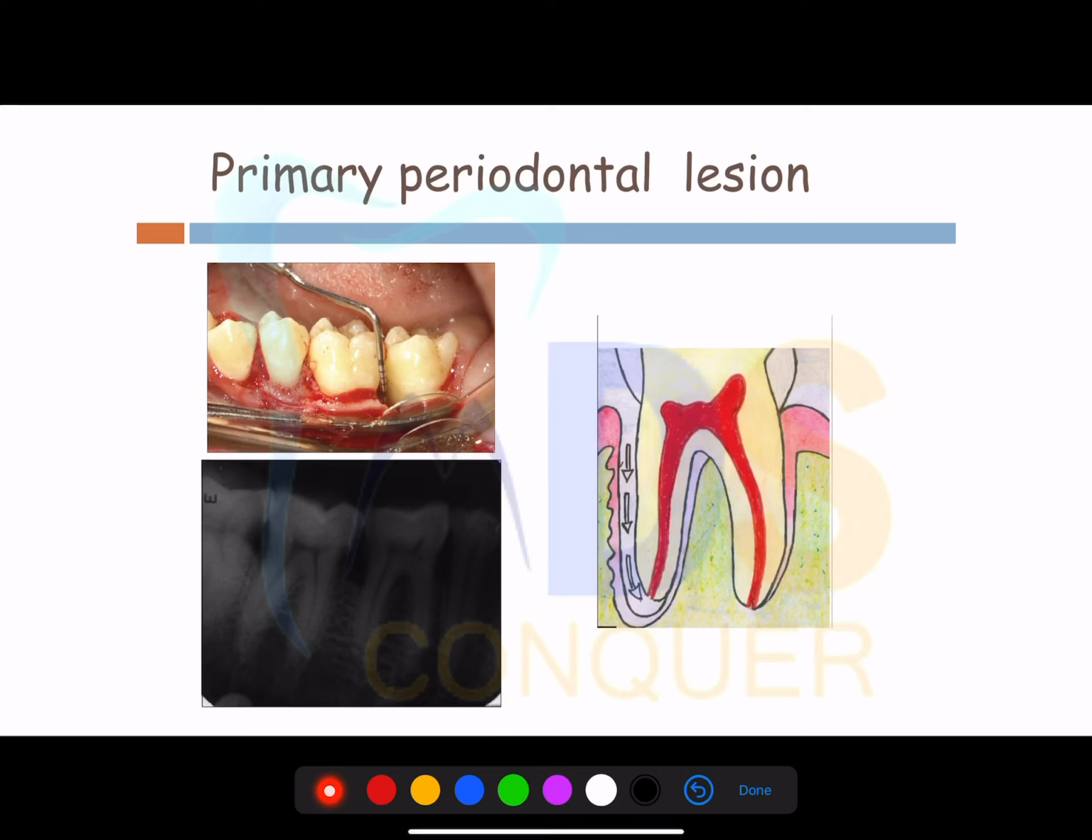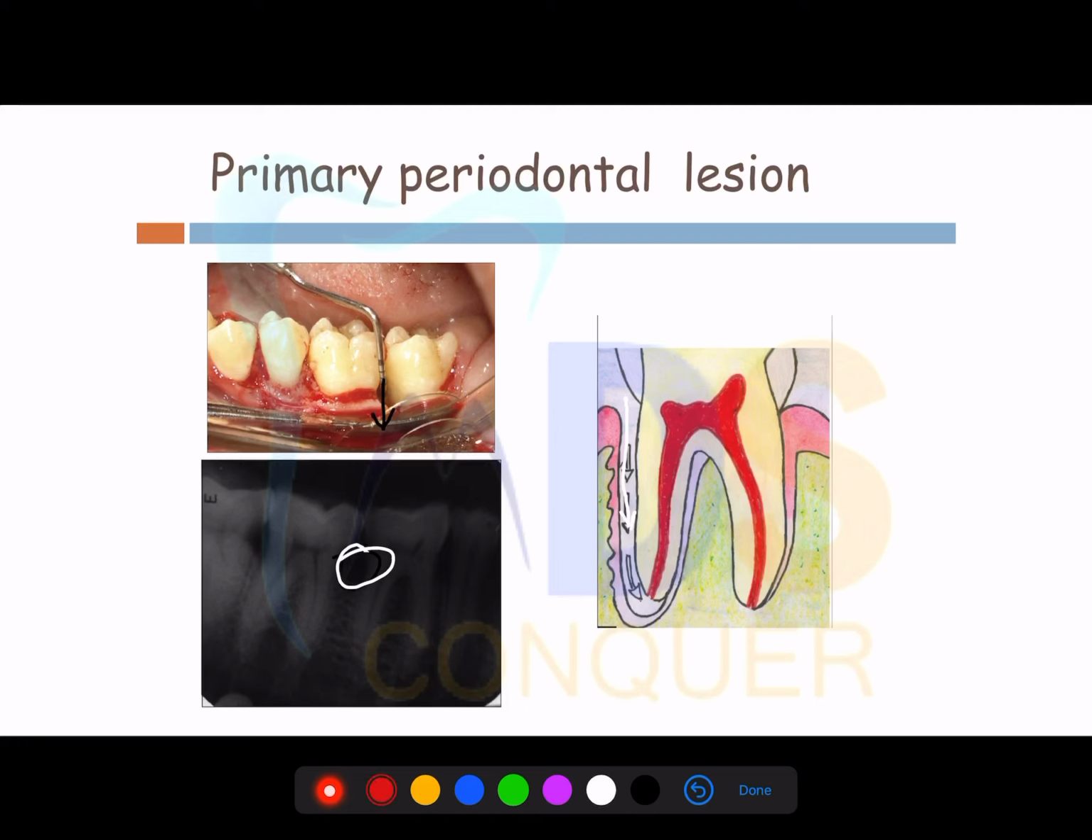The second one is primary periodontal. There is a deep pocket here. You can see there is a deep pocket. You have a bone loss here. You can clearly appreciate the bone loss on the radiograph, by which you have a pocket, and the infection starts from the periodontium.